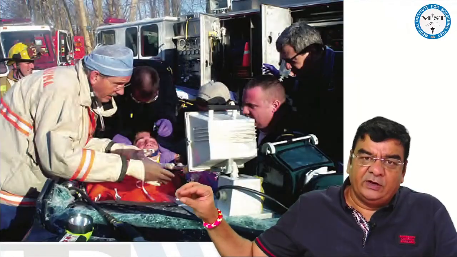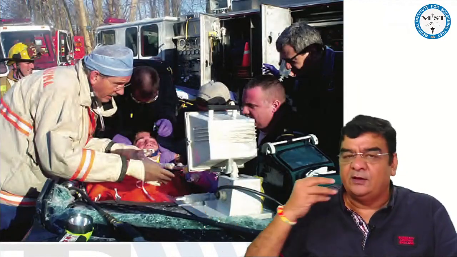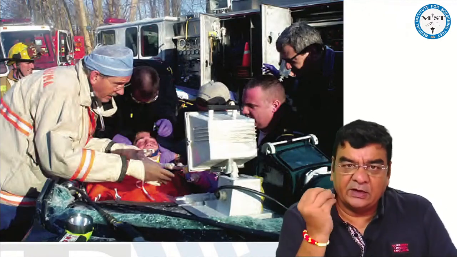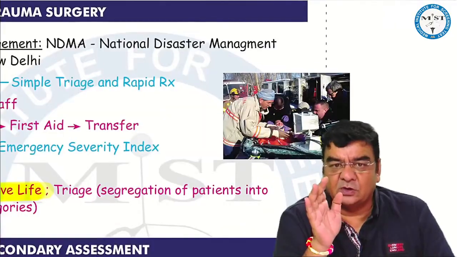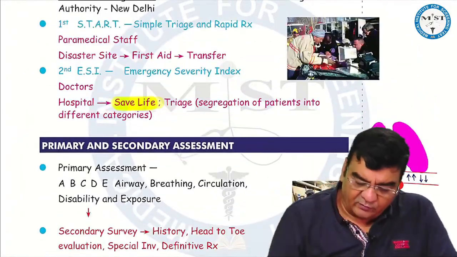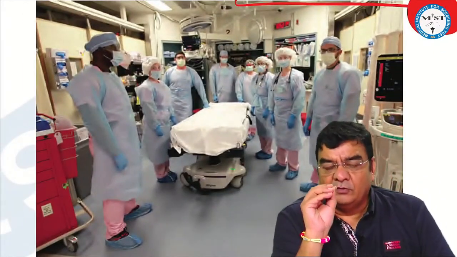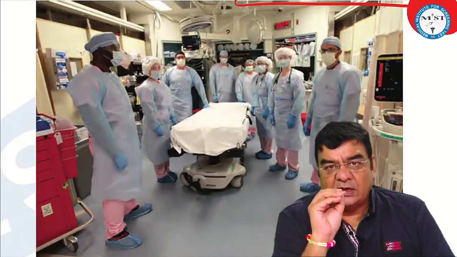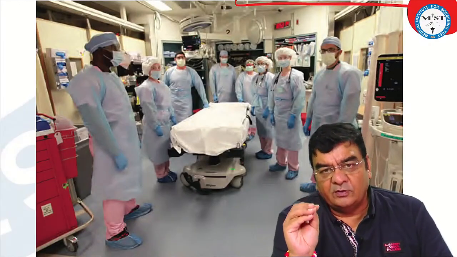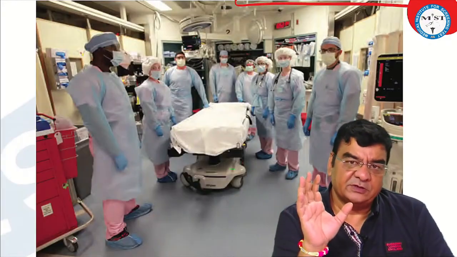If there is any active bleeding, they have to put the tourniquet. Any fracture, they have to stabilize that area. Any mud, debris, dirt in the mouth or the nose, they have to clean that so that the airway can be clean, and they have to immediately transfer these patients to the hospital. In the hospital, you doctors have to carry out an emergency severity index, wherein your aim is to save the life of the patient. That means you have to supply oxygen to the vital organs as early as possible. That will save the life of your patients.